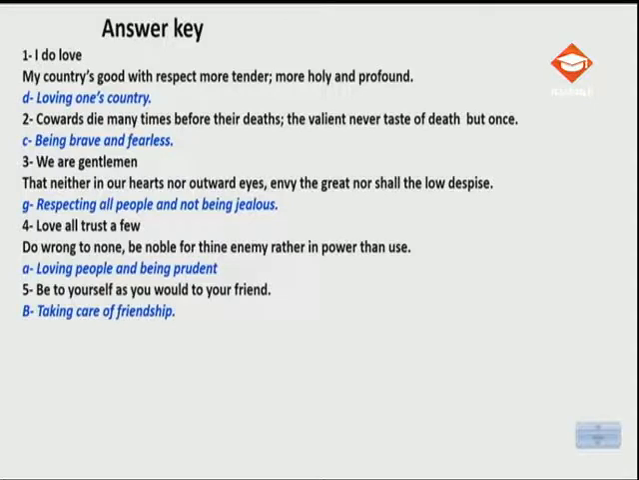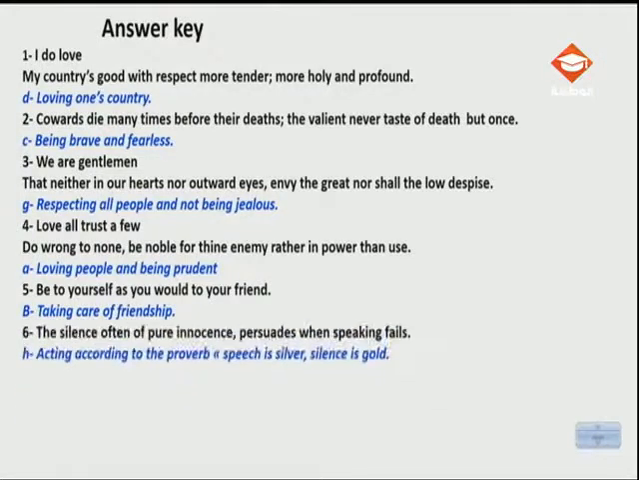Five, be to yourself as you would to your friend. That's taking care of friendship. And you said that you had some true friends. Actually, there is a proverb. It says, make new friends and keep the old. One is silver. The other is gold. Six, the silence often of pure innocence persuades when speaking fails.